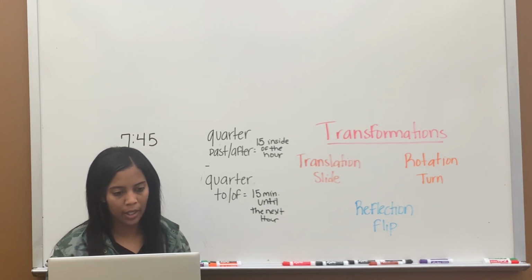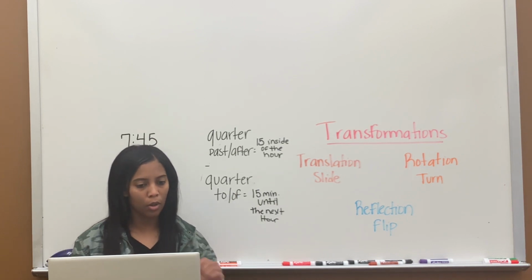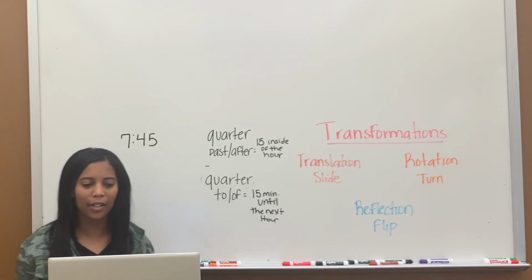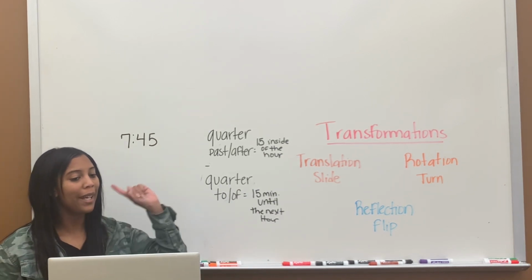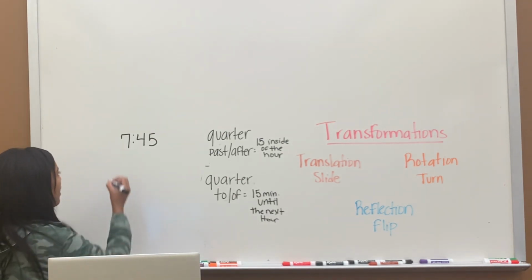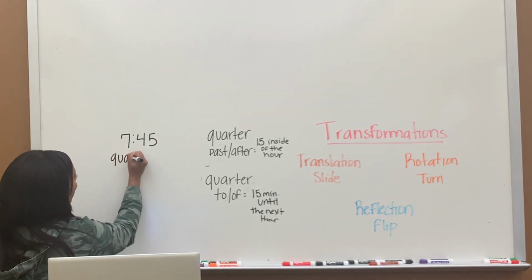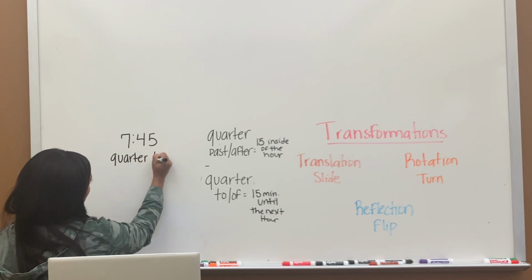And then your minute hand is on 8. I'm sorry, 9. That means 45. So, good job. Somebody's saying it already. Good. So how do we say this? Quarter to 8. Yes. 7:45 means a quarter to 8.